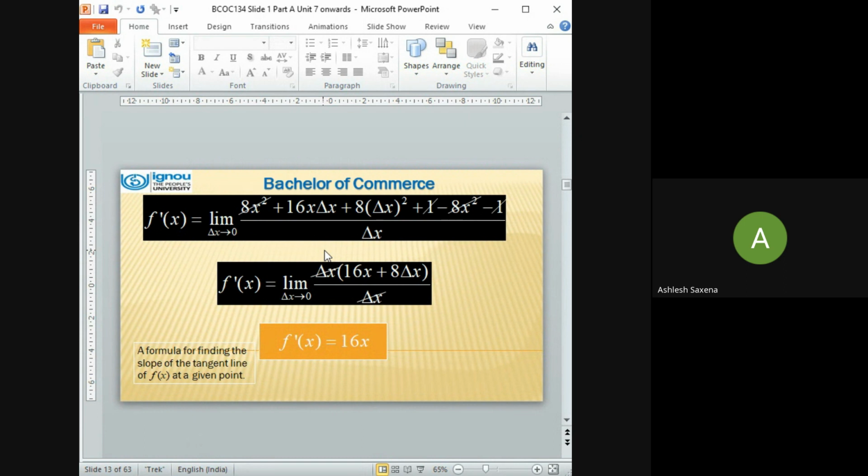Take delta x common, so you will be left with 16x plus 8 delta x. That means the answer will be 16x. This is again another method for finding the slope of the tangent.